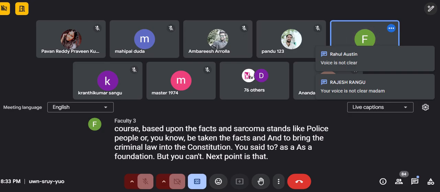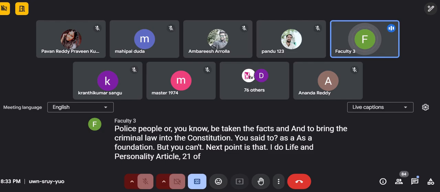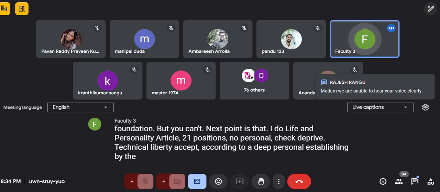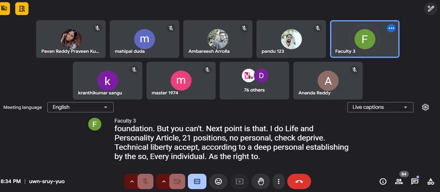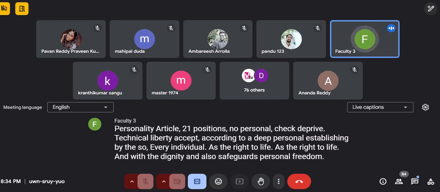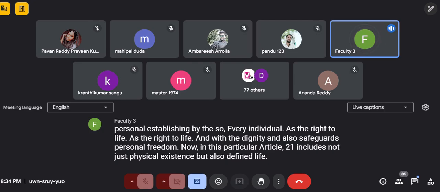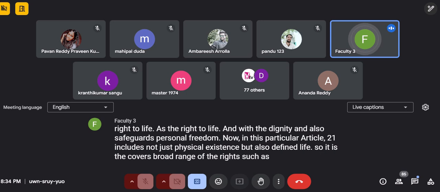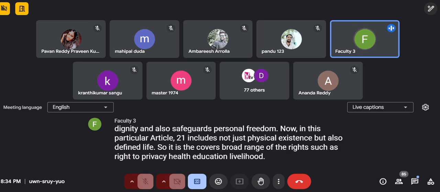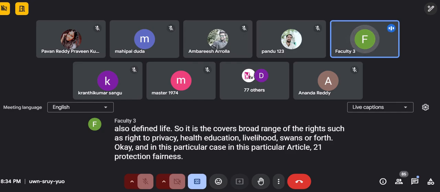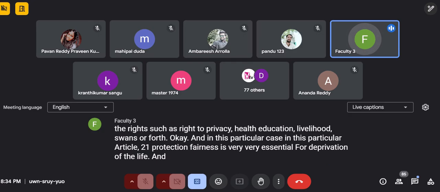Next point is the right to life and personal liberty. Article 21 of the Constitution clearly says that no person shall be deprived of personal liberty except according to the procedure established by law. So every individual has the right to life with dignity, and it also safeguards personal freedom. Article 21 includes not just physical existence but also a defined life. It covers a broad range of rights such as privacy, health, education, livelihood, and so forth. Protection of fairness is very essential for any deprivation of life and liberty.